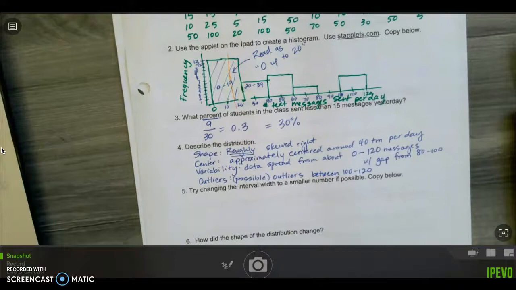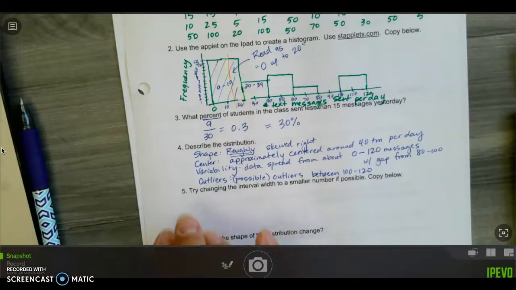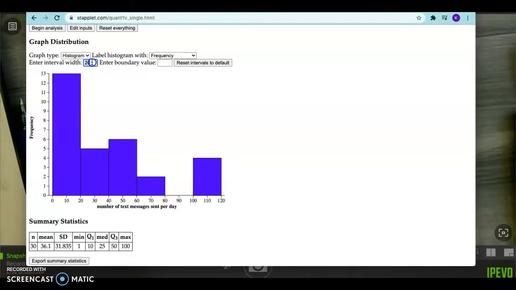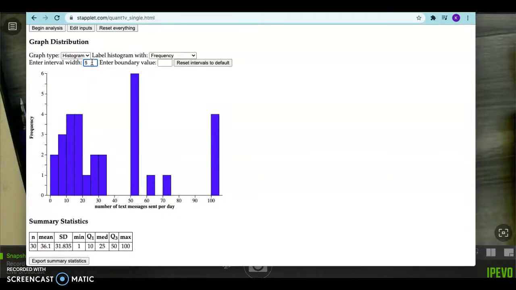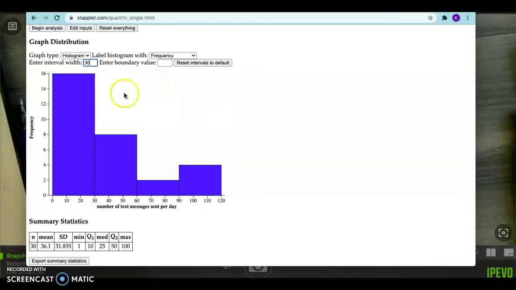Okay? Now, it asks us to try changing the interval widths, and to see what happens. If I change this interval width to 5, well, we can see more specifics about the data, but it doesn't necessarily give us a big picture. Whereas if I change the width to, let's see, 30, well, we can see the skewed right more. It gives us a better picture of the data overall, but not specifics. So changing the interval width helps you in different ways.